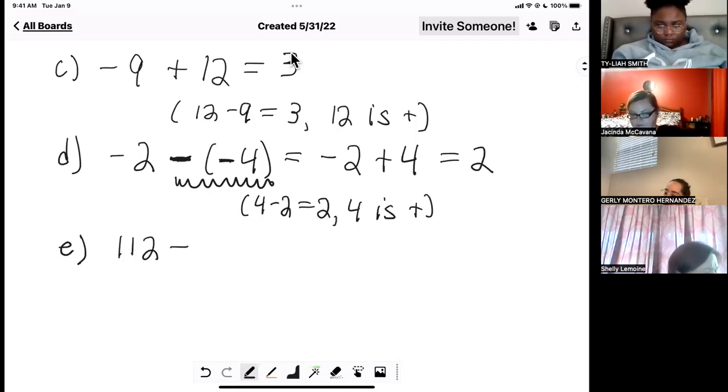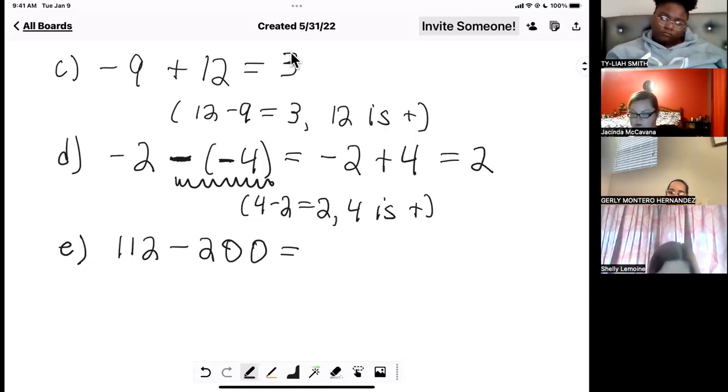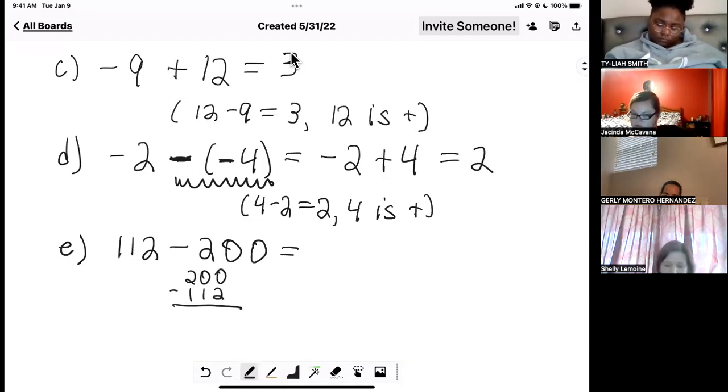Okay, now we're going bigger. 112 minus 200. Well, 112 is positive, and minus is a negative, so that means 200 is negative. So we're going to subtract them. I'll do it vertically. Everything we practiced last chapter, right? I borrow from the 2, make it a 1, make this a 10. I have to borrow for the 0, make this a 9, make this a 10. So I have 88. Okay, but the 200 is bigger and the 200 is negative. My answer has to be negative.